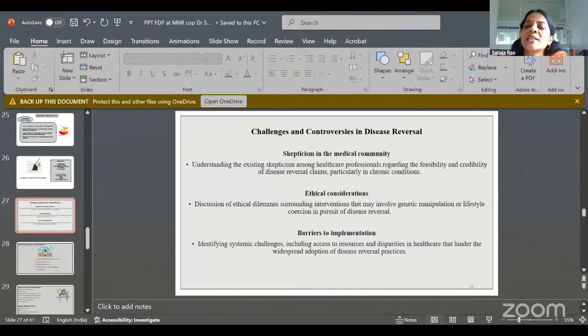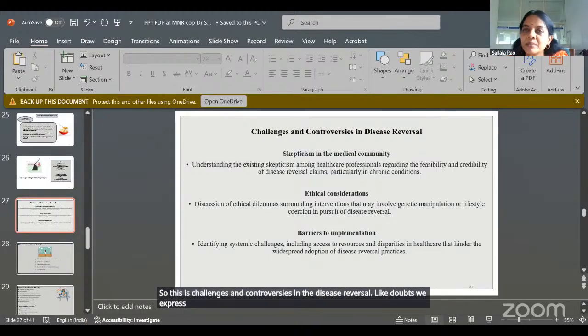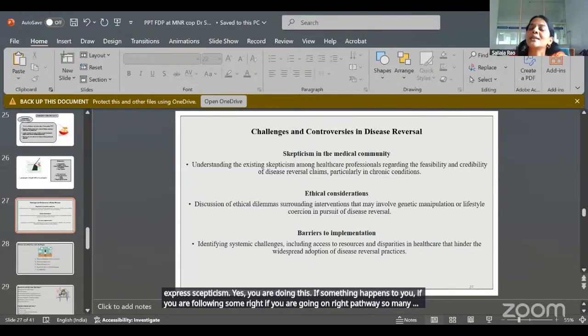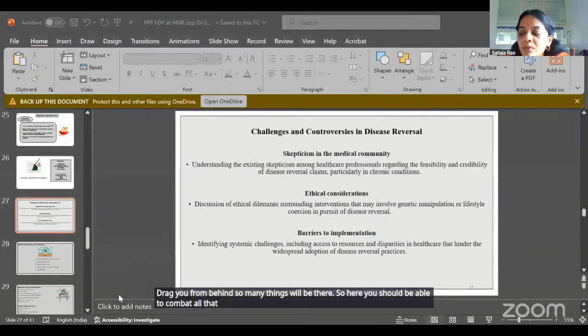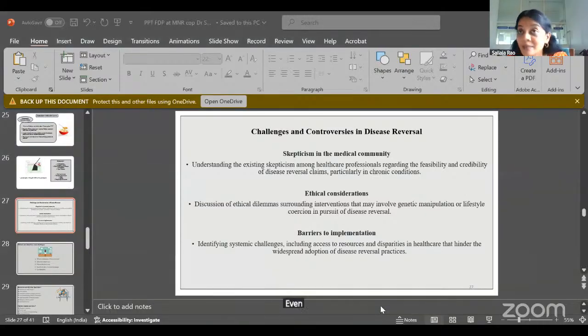So these are the challenges and controversies in disease reversal, like the doubts and skepticism we express. Yes, you are doing this. If something happens to you, if you are going on the right pathway, so many people will be there who will drag you from behind. So here you should be able to combat all that. Maybe in the medical profession, maybe in the pharmacy, maybe everywhere. Even our family members sometimes discourage us, but we should be able to do it.